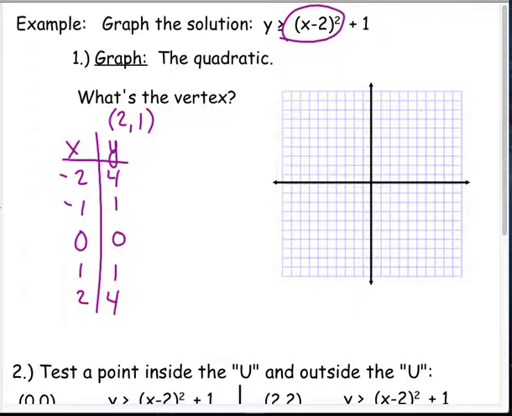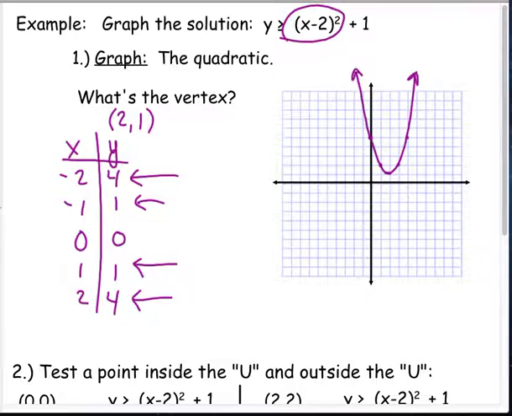So I plot my vertex, 2, 1, and now these are directions as opposed to ordered pairs. So this one tells me left 2, up 4, left 1, up 1. 0, 0 represents the vertex, so the next one is right 1, up 1. And our final direction is right 2, up 4. Make sure your parabola is rounded at the bottom.